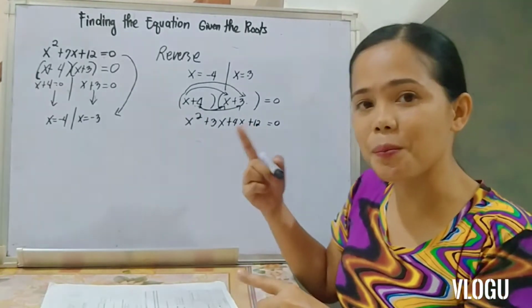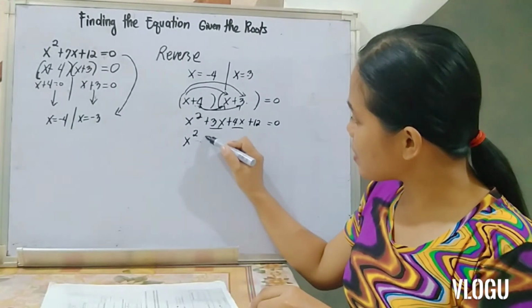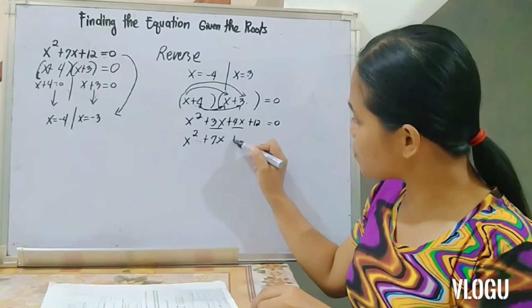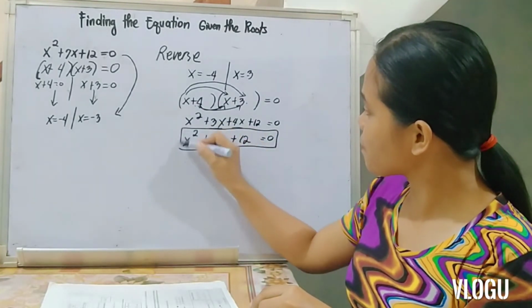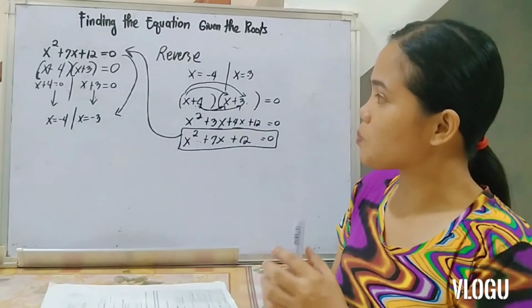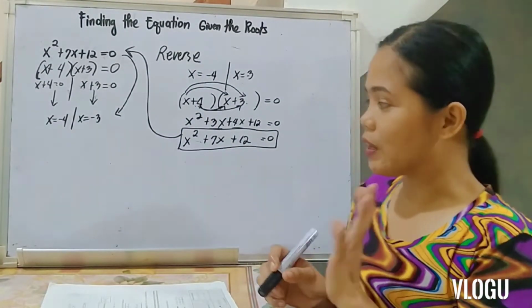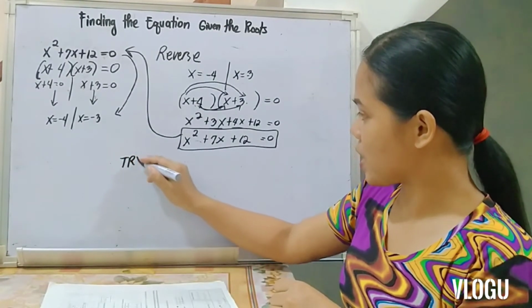Equals 0. Combine like terms. So you have x squared, 3x and 4x, that is equal to 7x, plus 12 equals 0. So there you go. We got x squared plus 7x plus 12 equals 0. Now let's try another.